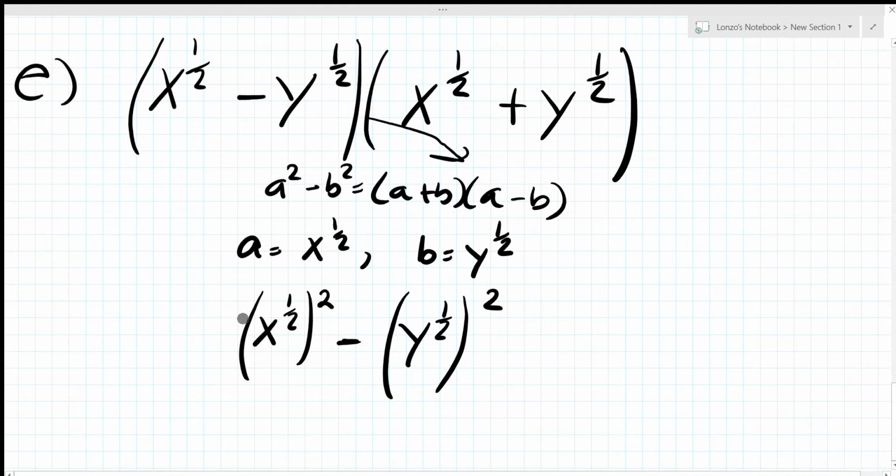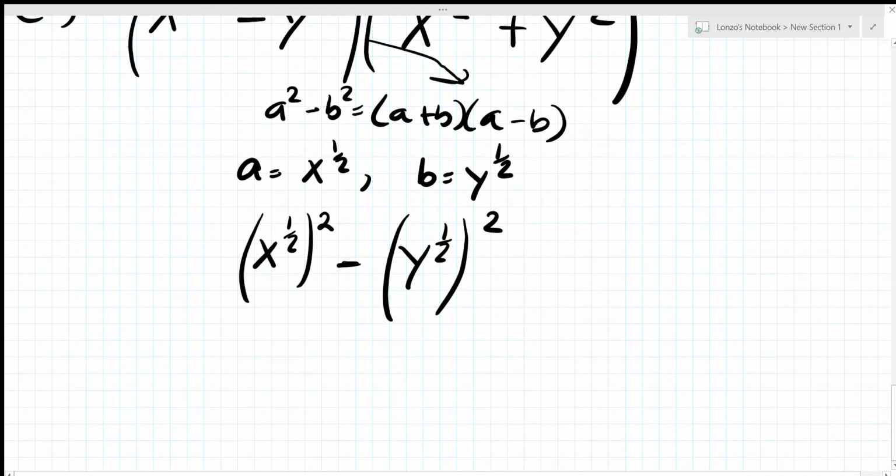So what do we know about raising a power to an exponent? When you raise an exponent to a power, you multiply the exponents. So it's 1/2 times 2, which is just 1. When you square this, you're left with x, because your new exponent is 1, so just x. Same here: since you're raising exponents, you multiply them. 1/2 times 2 is still 1, so it's just y. So your final answer is x minus y.